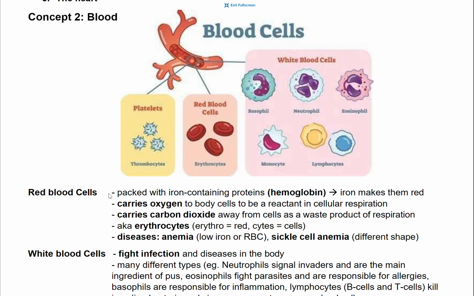So anemia is basically anything that would interfere with your blood being able to carry oxygen to your cells. There's also sickle cell anemia, which is slightly different. Sickle cell anemia is caused by a mutation in your DNA. So remember, your DNA contains the recipes for all the proteins in your body. And sickle cell anemia causes a different shape of protein in your red blood cells, which causes them to be shaped like a half moon.